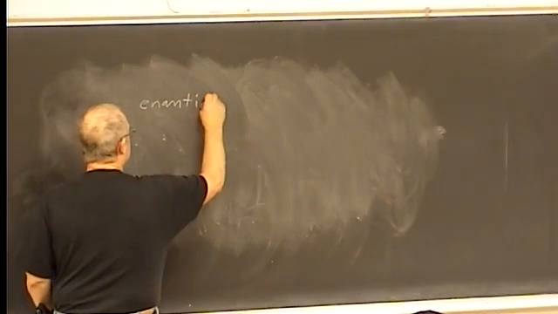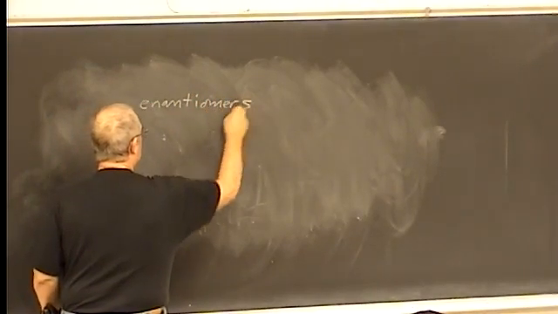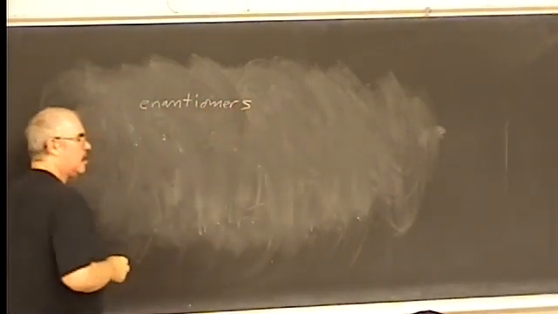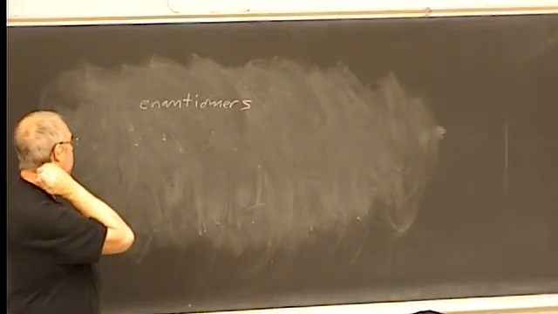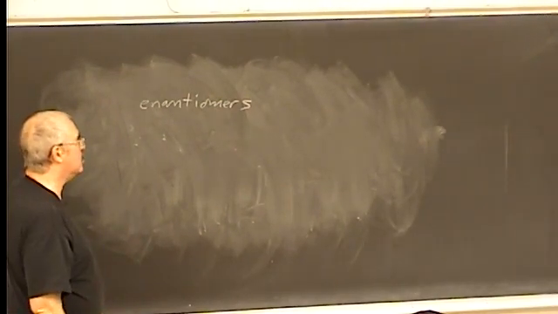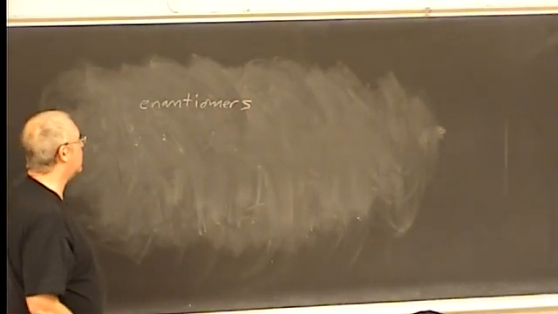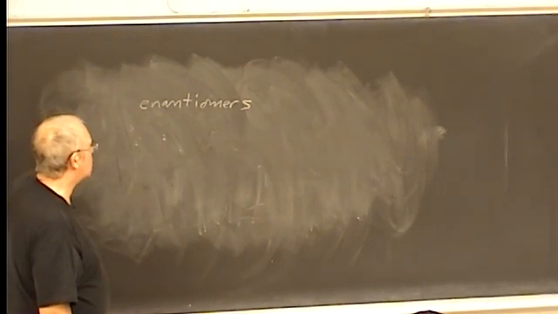Enantiomers are non-superimposable mirror images. Okay, and the key word there is non-superimposable mirror images. Okay, everything has a mirror image except a vampire.